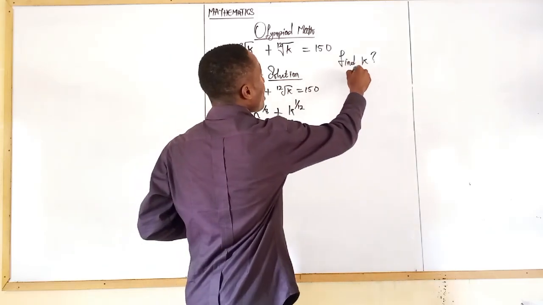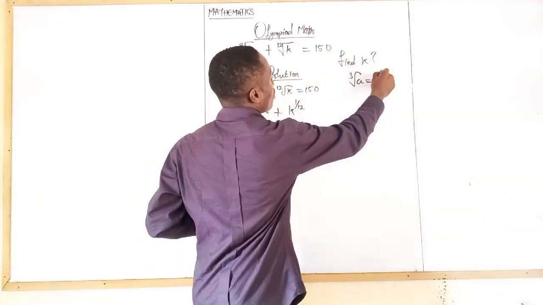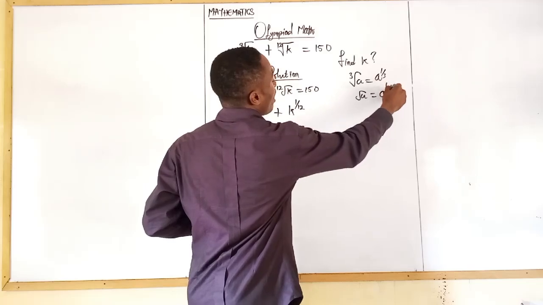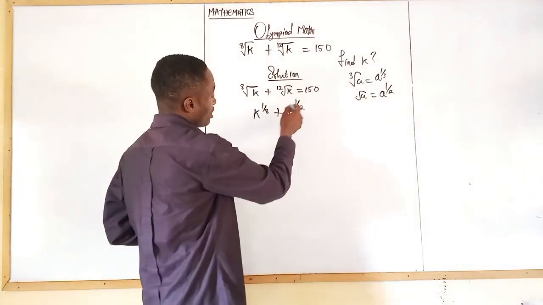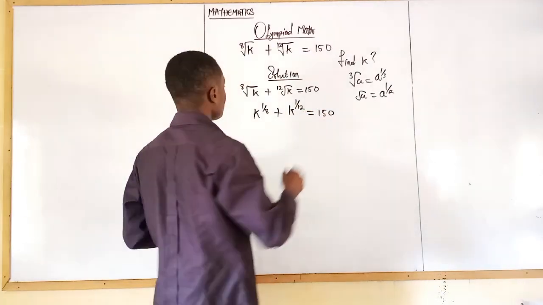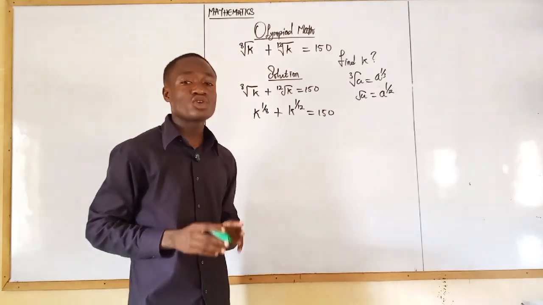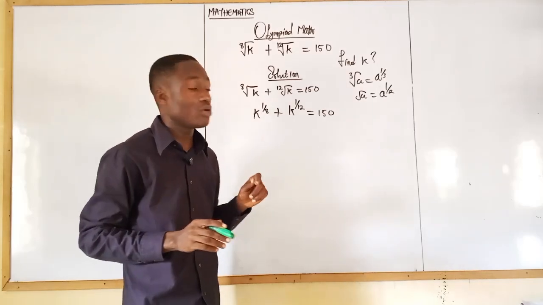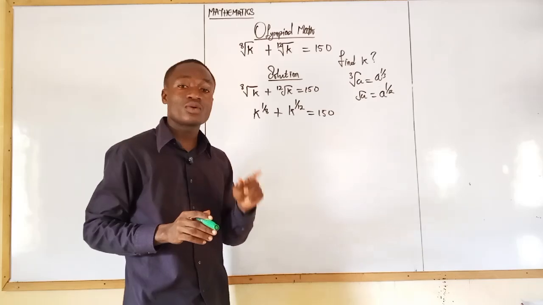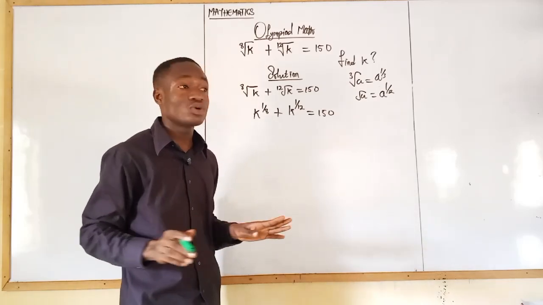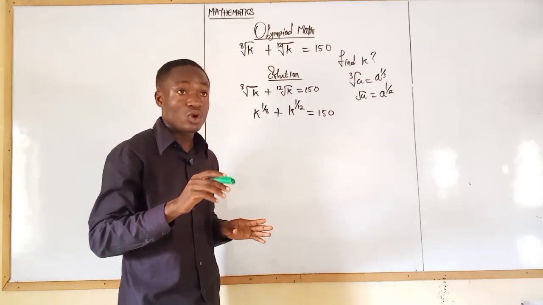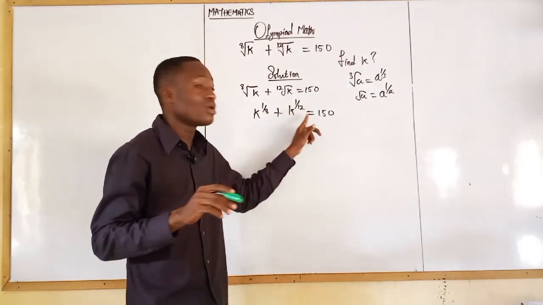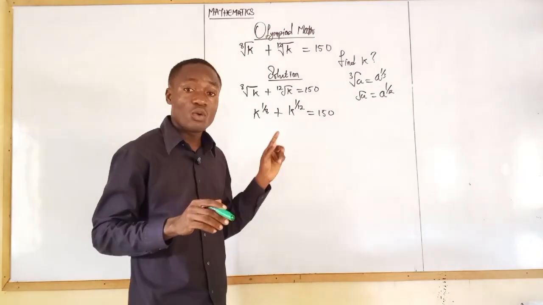Because if I have the third root of A, I can say it is A raised to the power of 1 over 3. If I have the square root of A, it is A raised to the power of 1 over 2. So I can do this, equals 150. But you should always know, whenever you're solving any type of equation, when what you're looking for is in a square root, a third root, fourth root, fifth root, no matter the root, your first step should always be to get rid of them, because you cannot solve the equation with it.